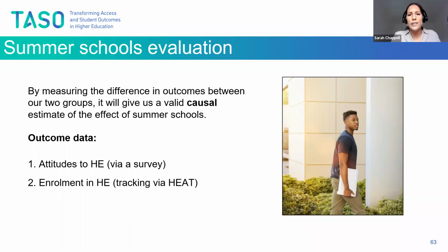The second one, though, is our behavioural outcome. And this is what I was saying that we're lacking in the evidence at the moment. So we need more evidence that links summer schools to behavioural outcomes. And here our behavioural outcome is enrolment in HE. So actually being accepted into higher education and attending.